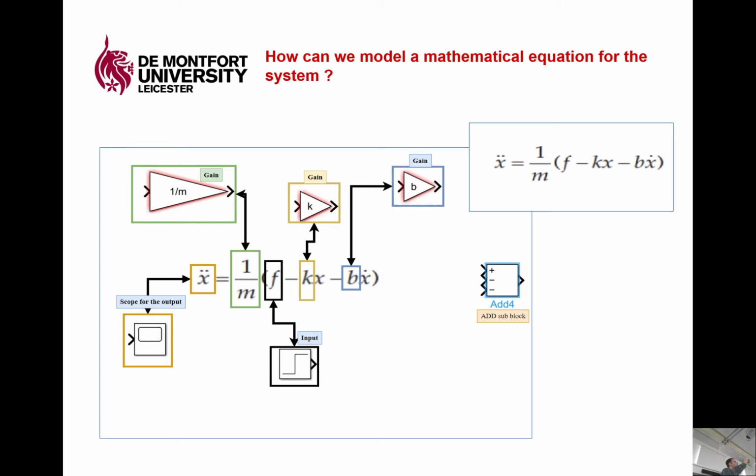But we are here talking about a super simple system consisting of parameters and gains, and we can model the gains, which are k, b, and 1 over m, in a gain block. You can see this one here, a gain block. This one is a gain block with k, and this one is a gain block with b. And with its x, we can sense it.